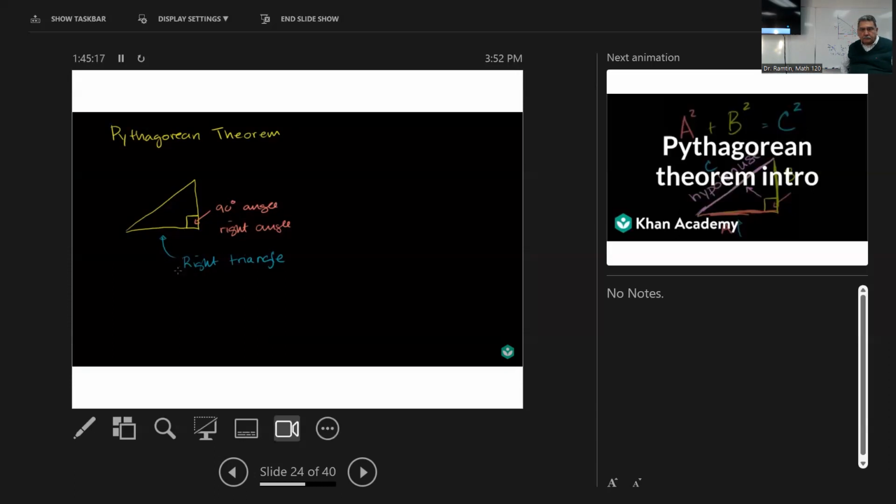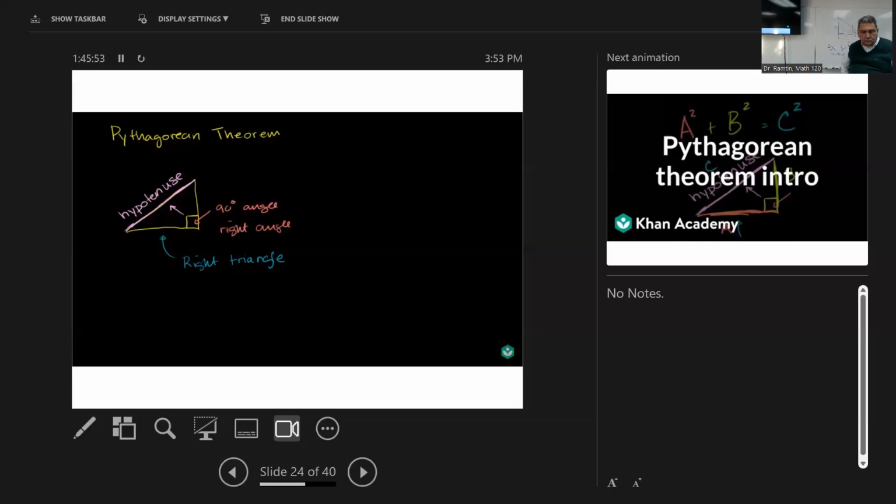the third side. And before I show you how to do that, let me give you one more piece of terminology. The longest side of a right triangle is the side opposite the 90 degree angle, or opposite the right angle. So in this case, it is this side right here. This is the longest side. That longest side is called the hypotenuse.